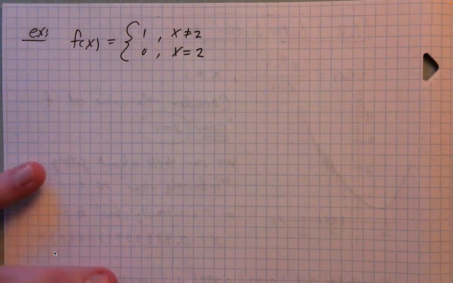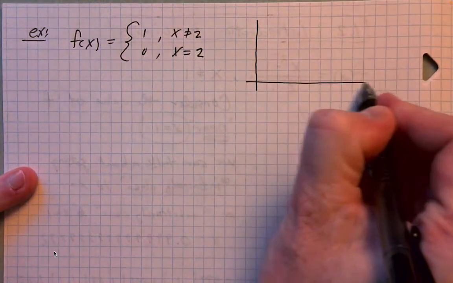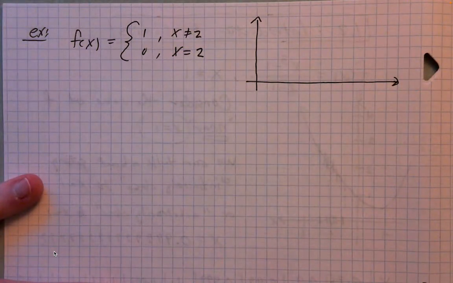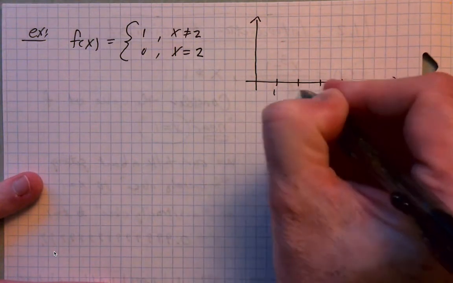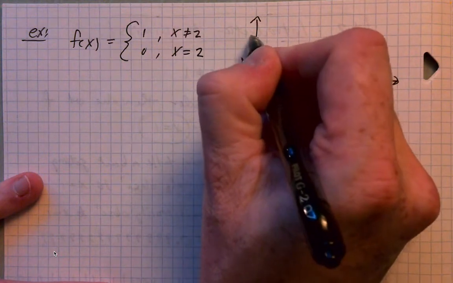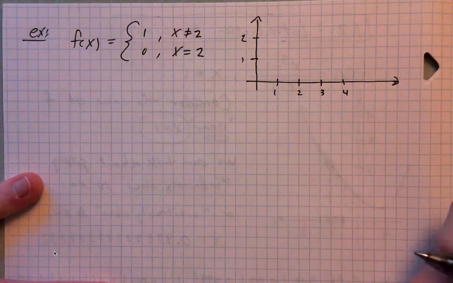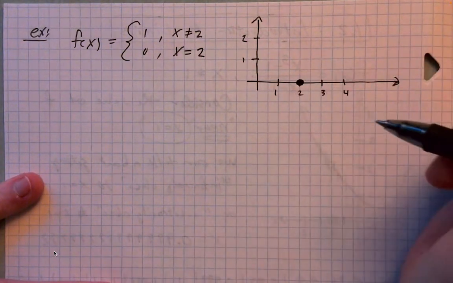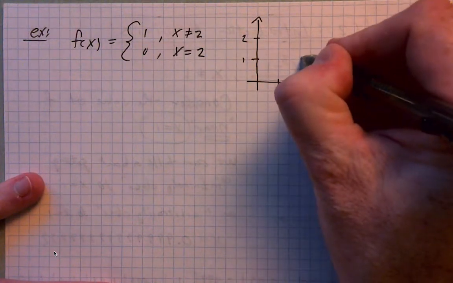Let's draw this. Okay, so we've got our xy coordinate system, and maybe we'll start with the bottom here at x equals 2. So let's put in some values here. So that's 1, 2, 3, 4. Okay, and then we'll say this is 1 and this is 2. So whenever x is equal to 2, the value of the function is 0. Okay, and just at that one point, and then the upper piece of it is everything else. So whenever x is not equal to 2, the value of the function is 1.